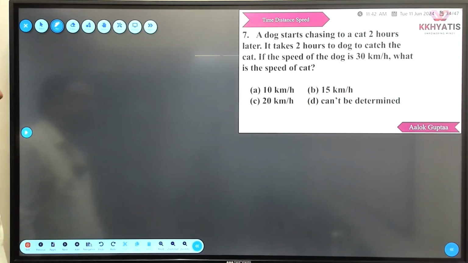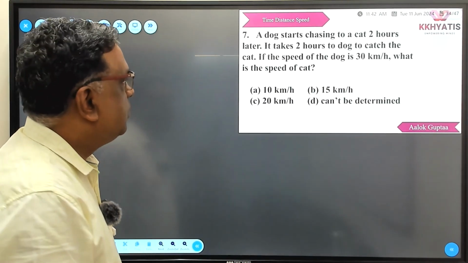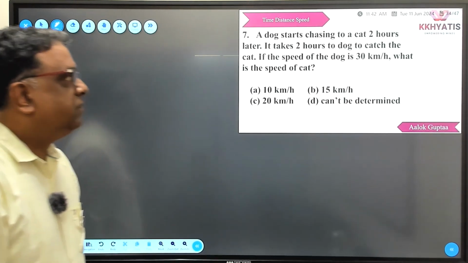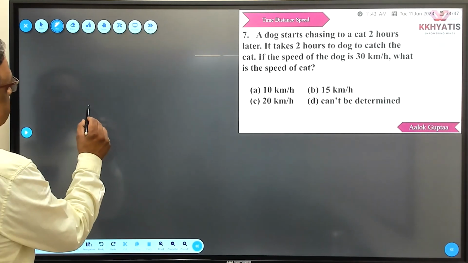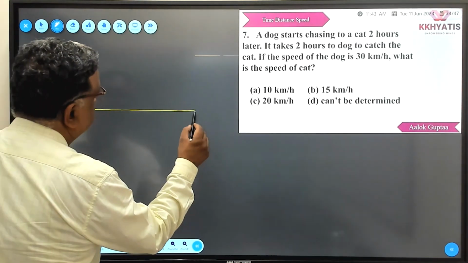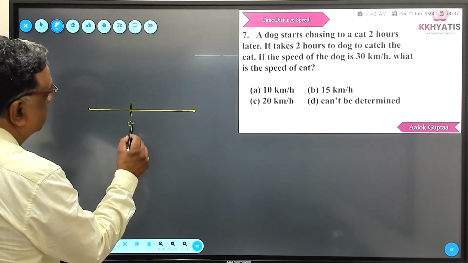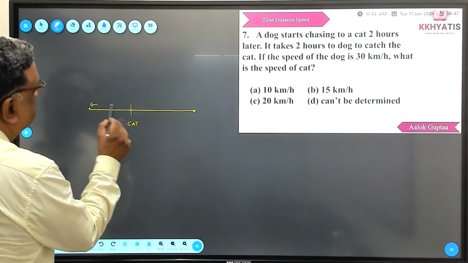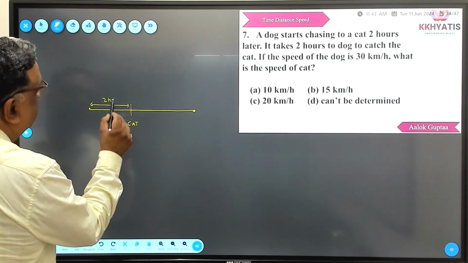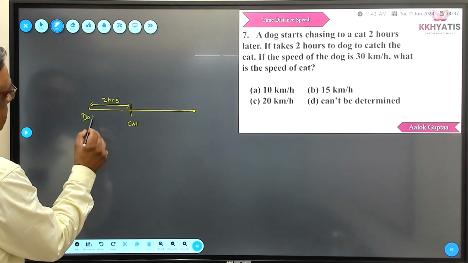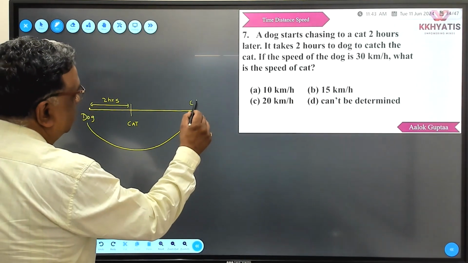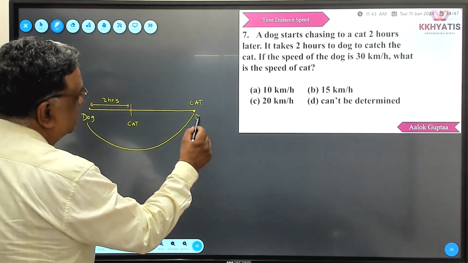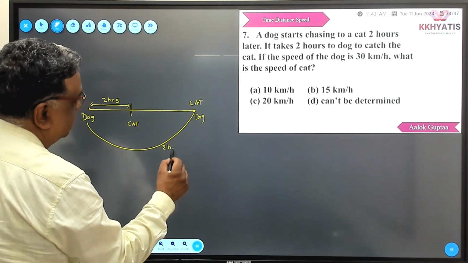Next. A dog starts chasing a cat 2 hours later. It takes 2 hours for a dog to catch the cat. If the speed of the dog is 60 kilometers per hour, what is the speed of the cat? So this is the scenario. Cat is here. The difference between them is 2 hours. Dog is here. Now dog catches the cat here, and cat or dog catches here in 2 hours.